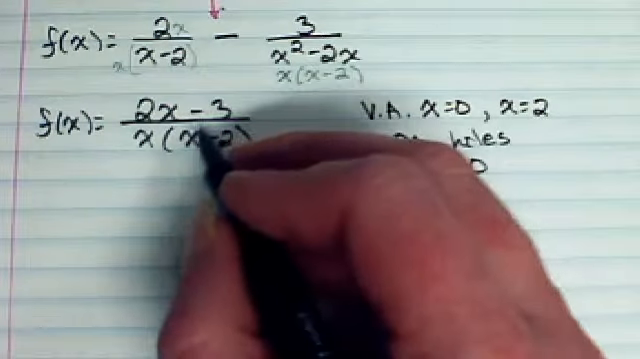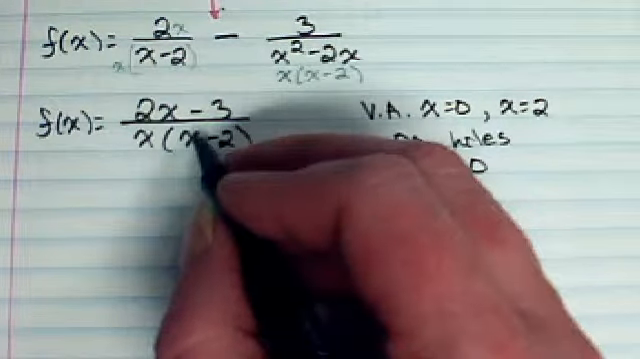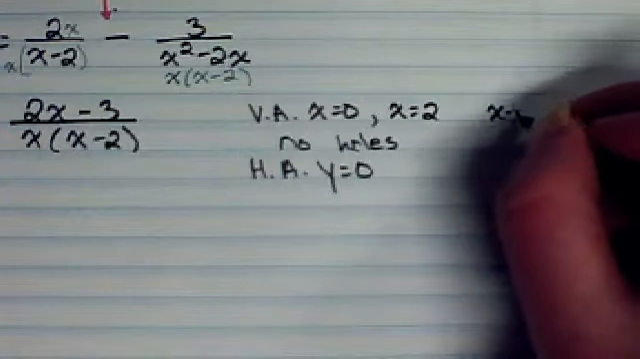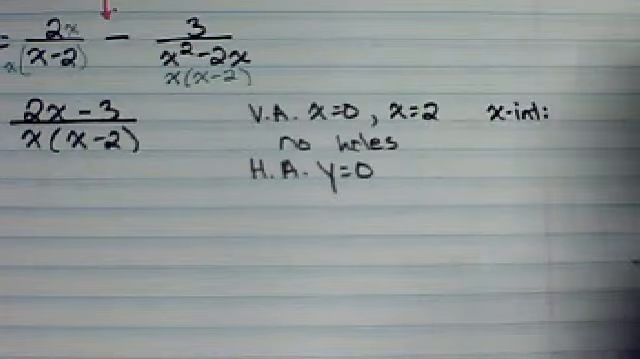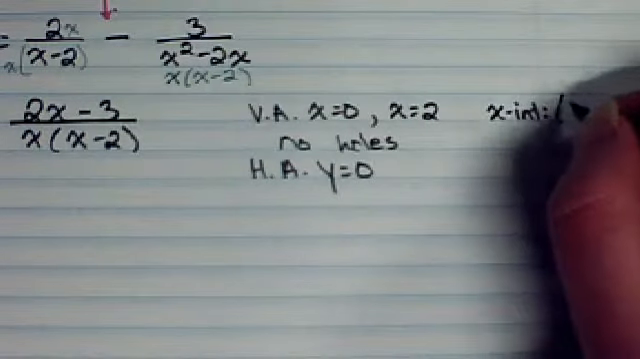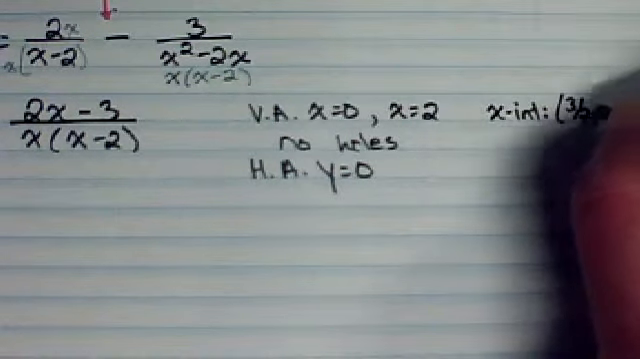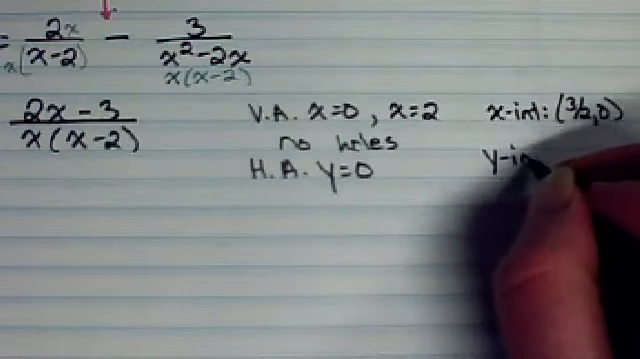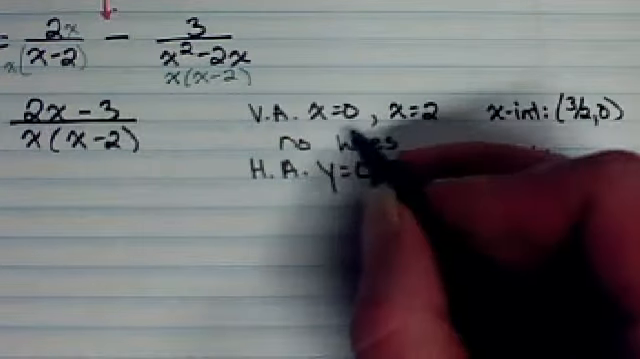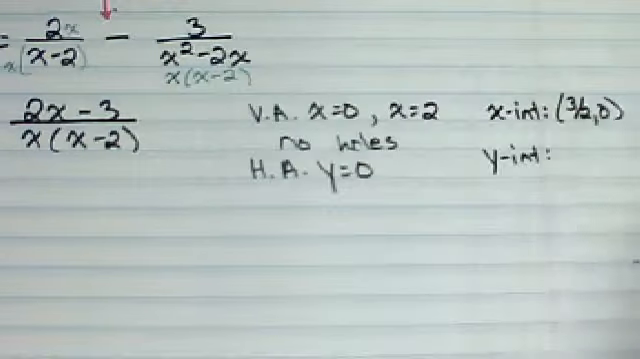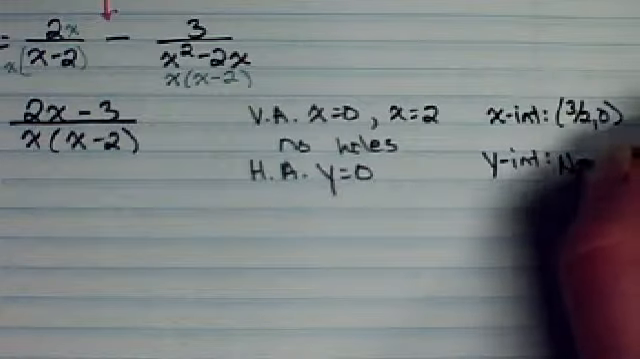2x minus 3 is 0, helps with our x-intercept. So if we look at that numerator, if we set it equal to 0, I'll have 3 halves. So that'd be 3 halves comma 0. Y-intercept, oh, wait, x can't be 0, so there is no y-intercept.